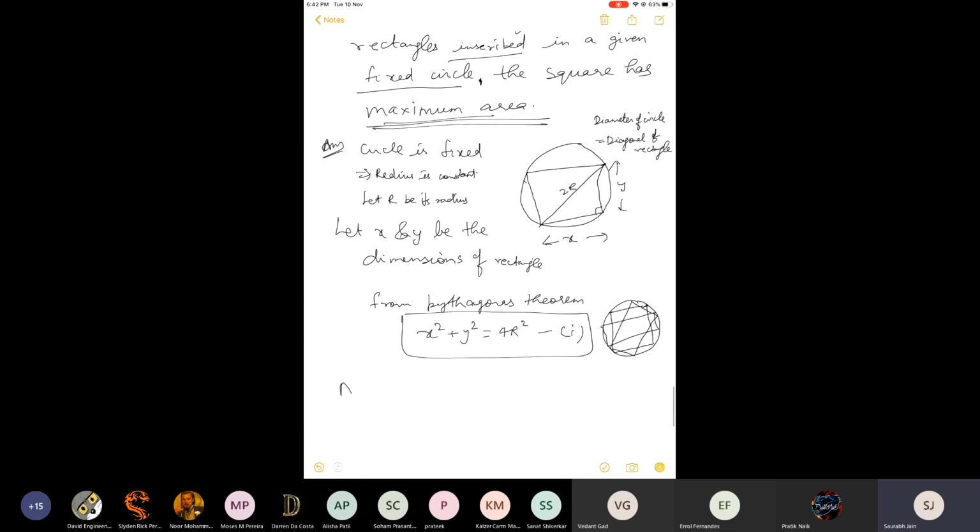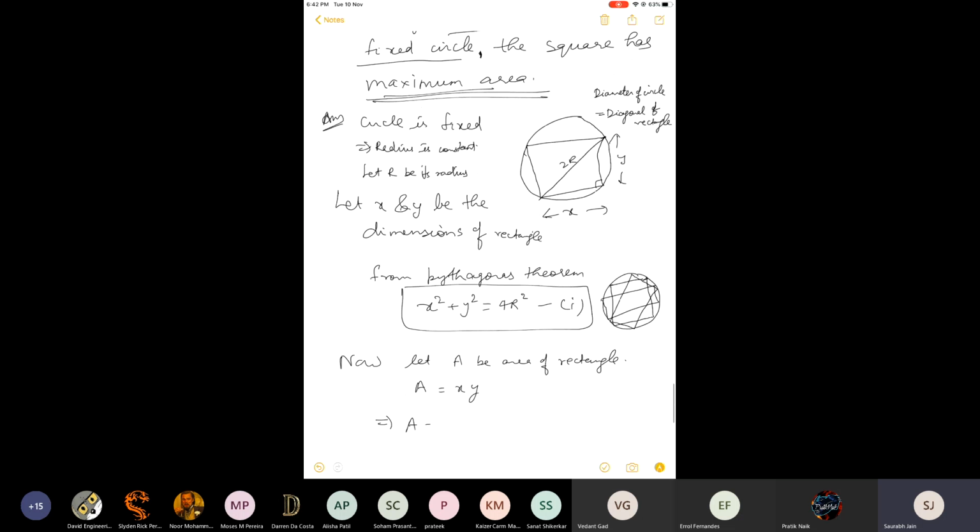Now area, let A be the area of the rectangle. And how do we write the area? x into y, length into breadth. And from here I will substitute the value of y in terms of x from this equation. What I will do is shift x square to the right side and take the root. So this will be the value of y.